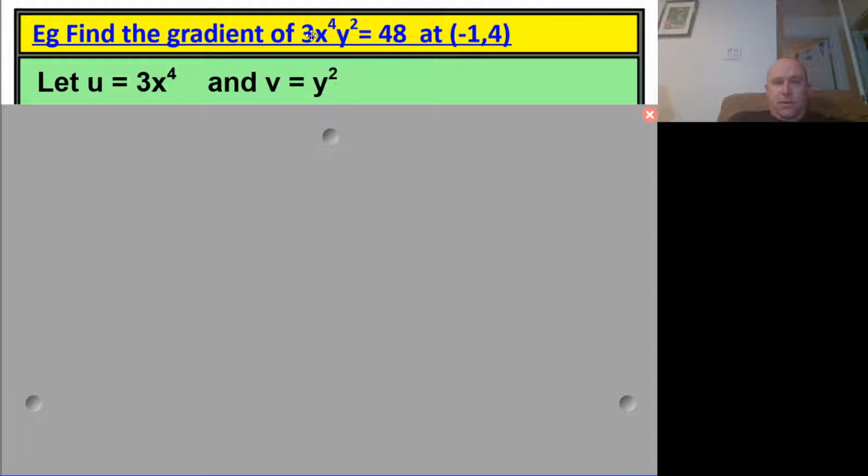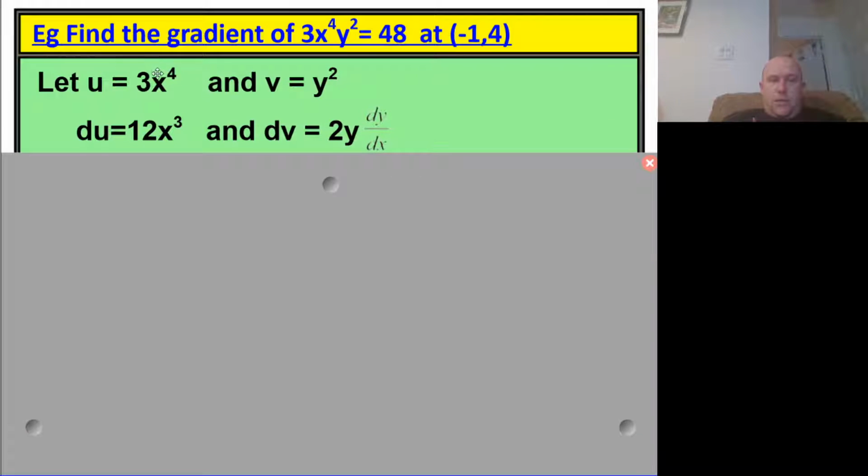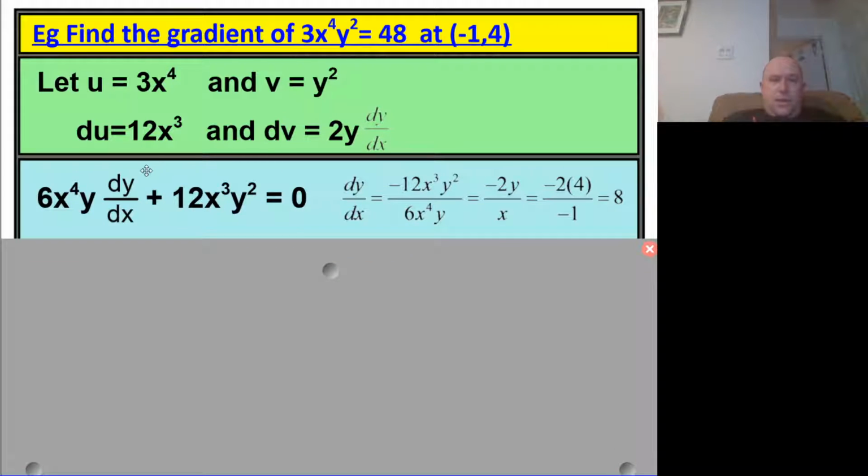Going on to a slightly longer problem. This is probably a slightly more typical question. The perils of working from home. So this is my u term, this is my v term. I'm not too worried about the 48 part right now. I just need to differentiate this. I know the differential of 48 is 0, but to differentiate this, I need the product rule. So differentiate this one, differentiate this one, and then I can use that formula.